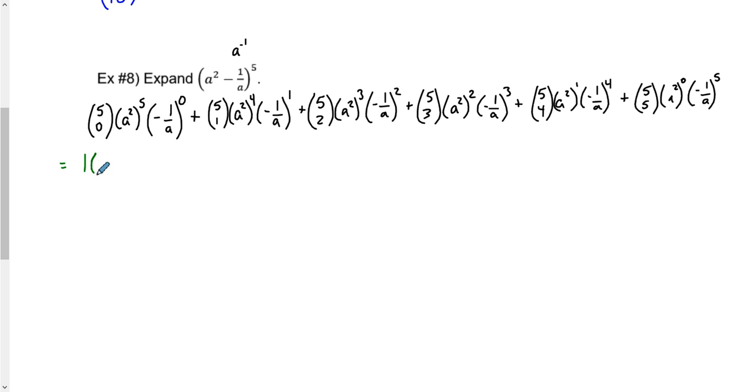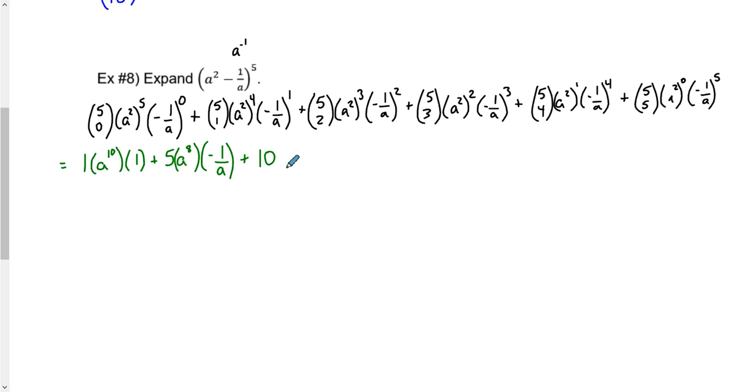Okay, 5c0 is 1. A squared to the power of 5, well, an exponent with an exponent means we're going to multiply those exponents. So a to the power of 10. If you were thinking a to the power of 7, well, it's a good thing that we explain our exponent laws again. 5c1 is 5. A squared to the power of 4, just like before, will be a to the power of 8. -1 over a to the power of 1 is going to be -1 over a.